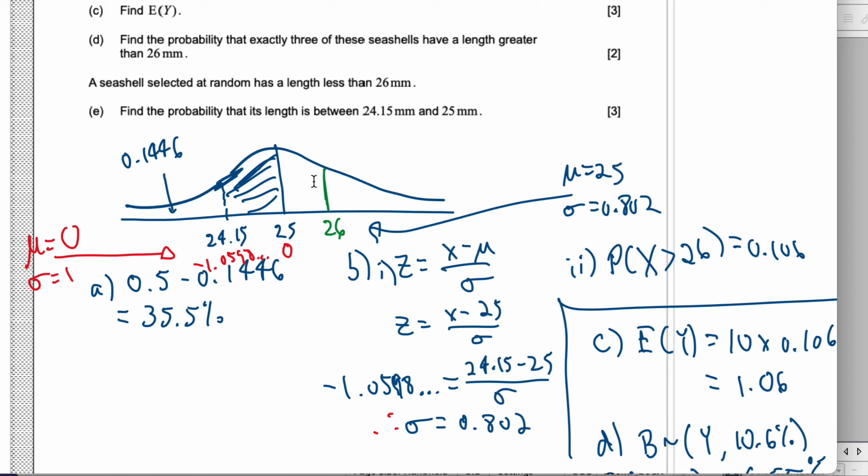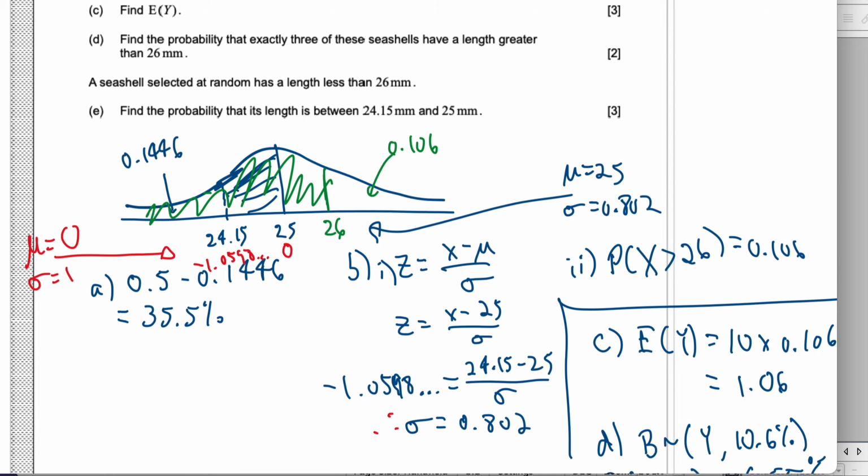So if it's selected at random, if we know it's the green now, we can ignore this part over here. So we already have the probability that x is greater than 26 to be 0.106. So we have to take the opposite of that because we're only considering this range now. We're not considering all 100%. Okay, so 100% minus this 10.6% will be our denominator. So it's pretty much a conditional probability.